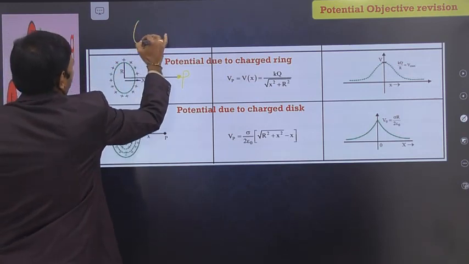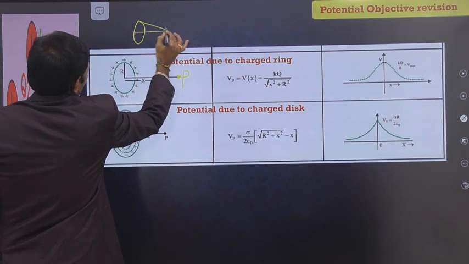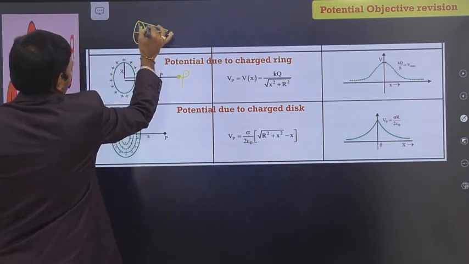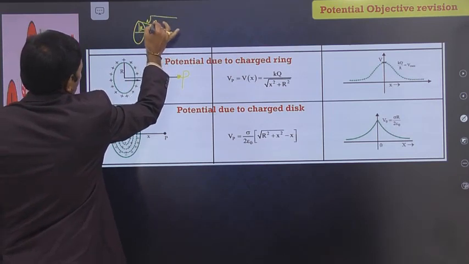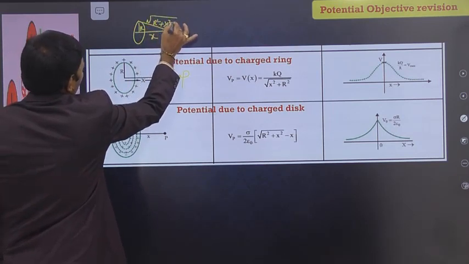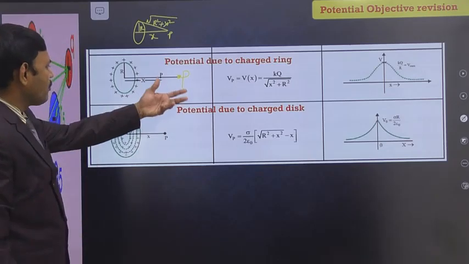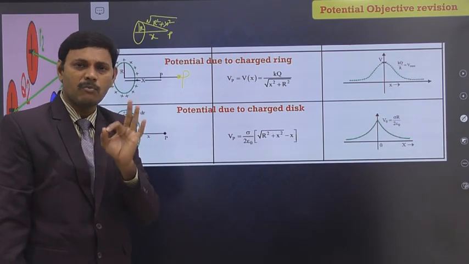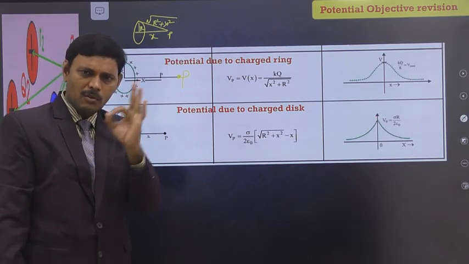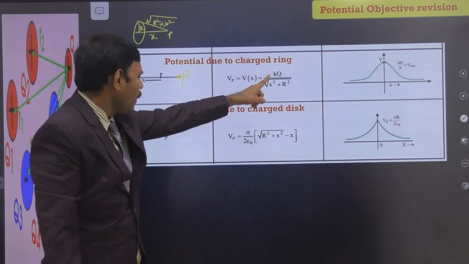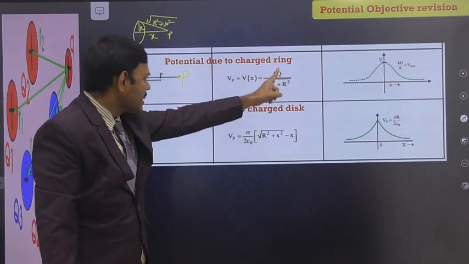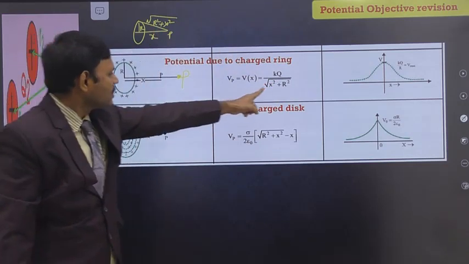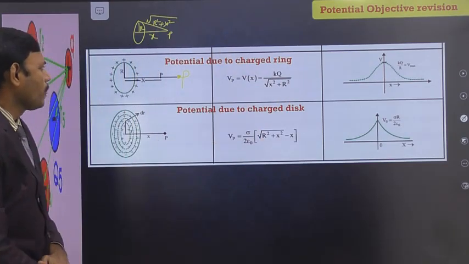From the periphery of the ring, x is the distance of P from the center and r is the radius, and the hypotenuse is square root of r square plus x square. Each and every element is at the same distance. So the general formula 1 by 4 pi epsilon naught, represented by k, which is 9 into 10 power 9, is k into q by the distance of P from the charge, that is square root of x square plus r square.